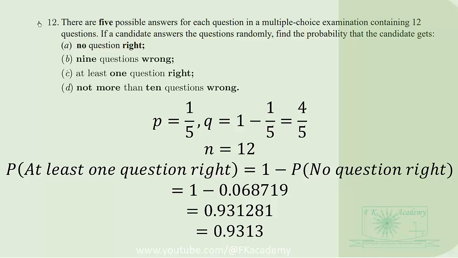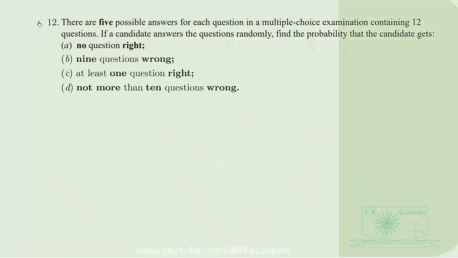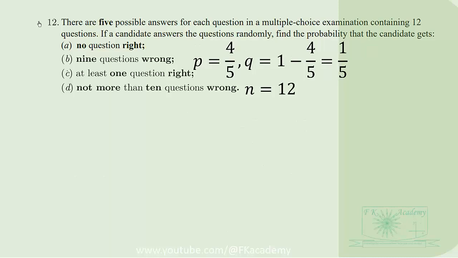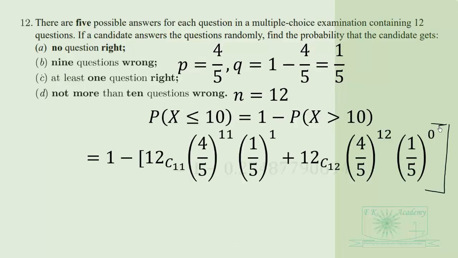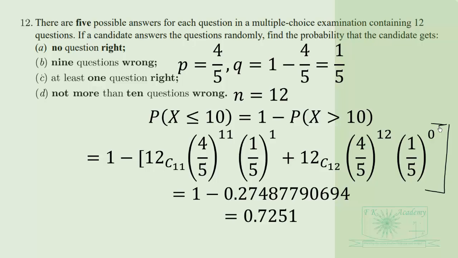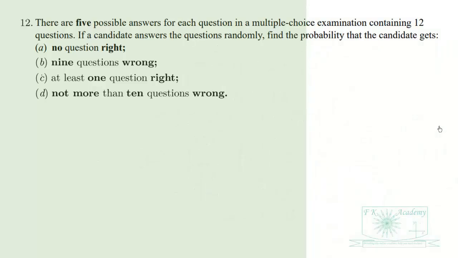Now to the D part, not more than 10 questions wrong. So not more than 10 questions wrong means that we are going to subtract more than 10 from 1. So when we evaluate this, we get 1 minus 0.274877, and this will be equal to 0.2751.